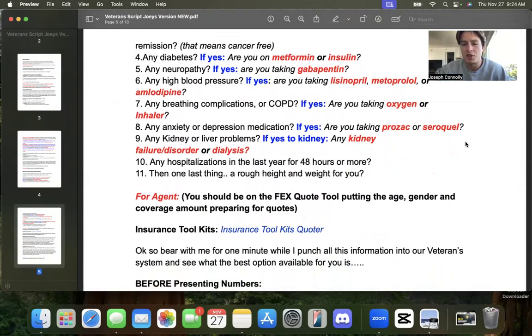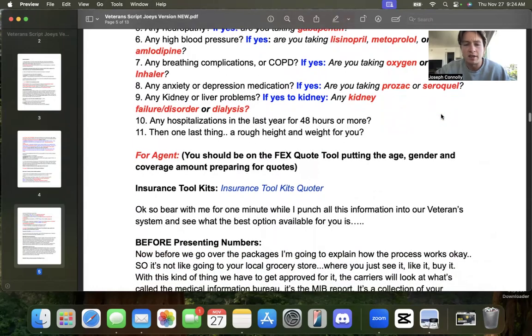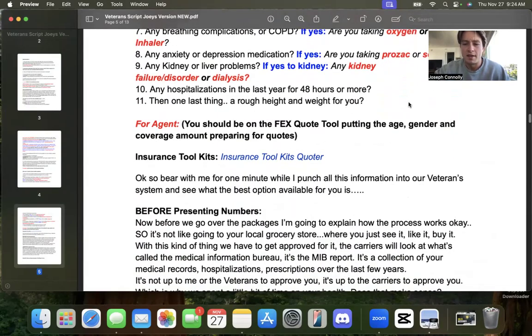Any breathing complications, COPD? All right, God bless. Any anxiety or depression medication? I didn't think so. Any kidney or liver problems, sir? No. Okay. And then in the last year or two, have you had any major hospitalizations where you were rushed to a civilian hospital for any reason? Okay, God bless. And then last health question right now for you, Mr. Bob. Roughly, what's your height and weight?